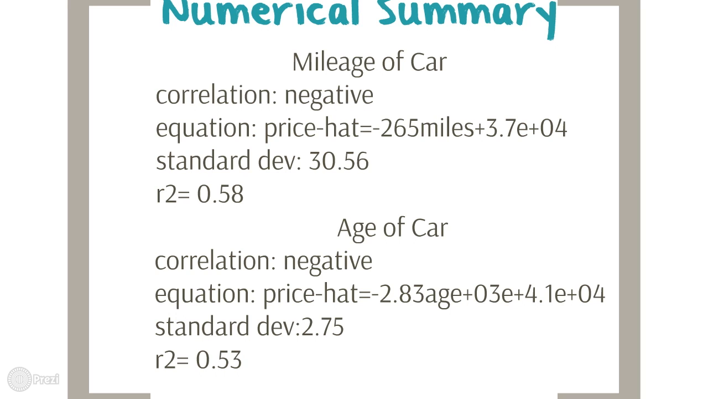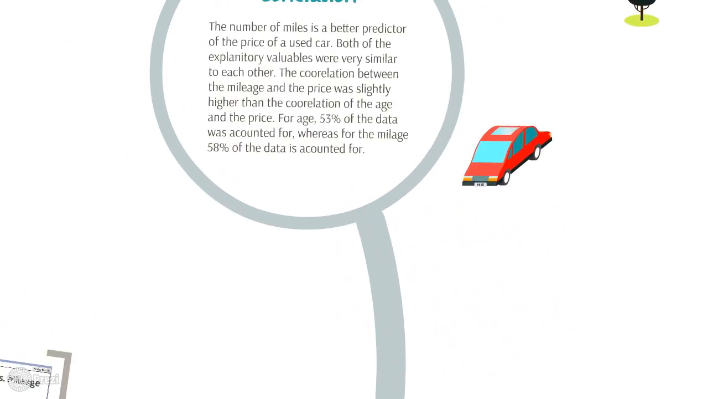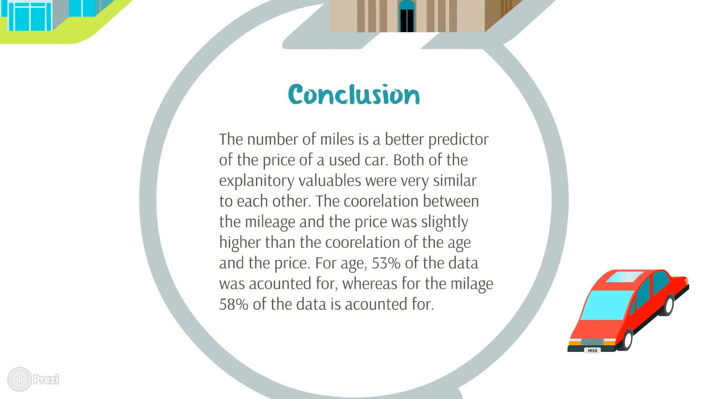The equation for age of car graph was price hat equals negative 2.83 age plus 3e plus 4.1e plus 4. The standard deviation from this formula is 2.75 and the R-squared value is 0.53. Our data has finally led us to a conclusion. The number of miles is a better predictor of the price of a used car.